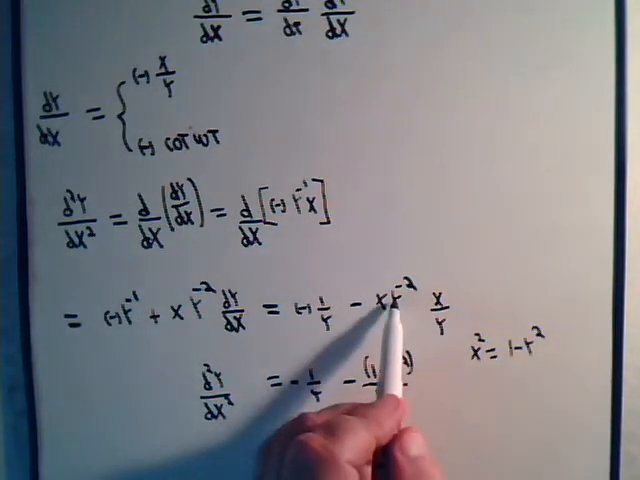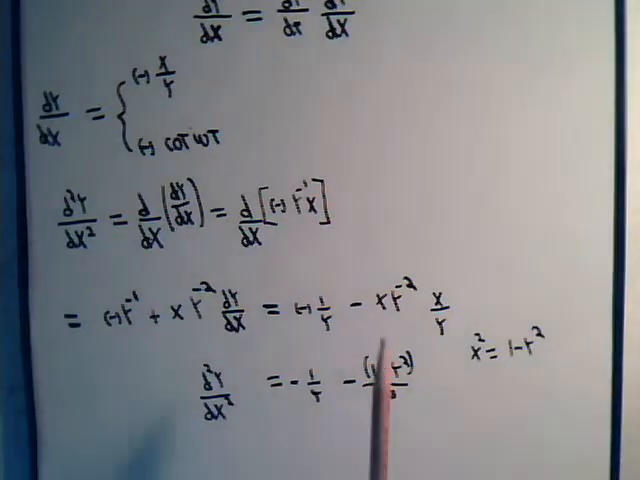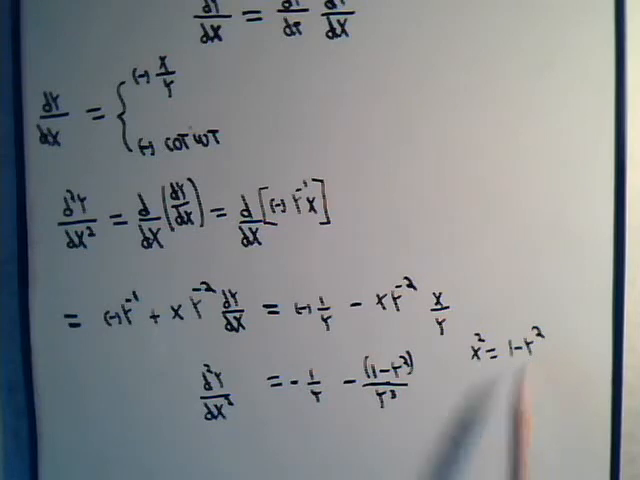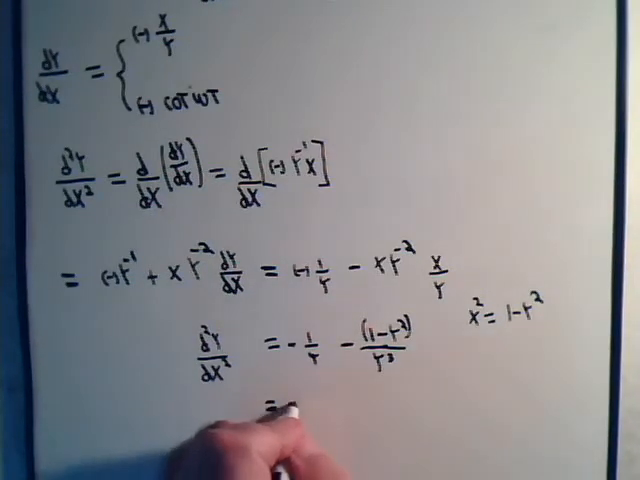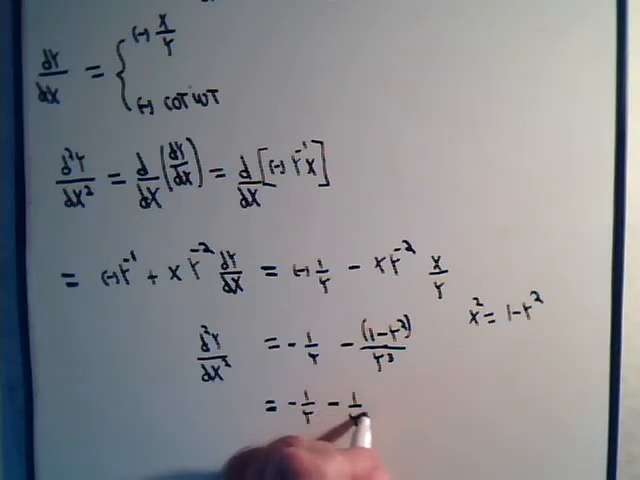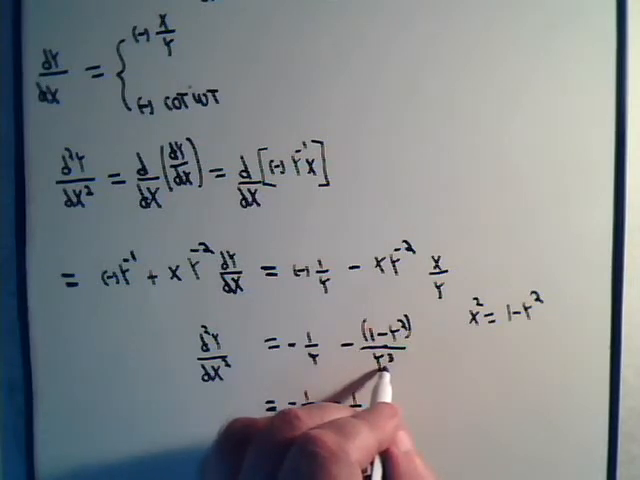And this is 1 over y squared times y, so this should be y cubed. We had x squared over y cubed, and x squared is 1 minus y squared. Okay, so let's see how this is going to work out. We have this will equal minus 1 over y minus 1 over y cubed plus y squared divided by y cubed.